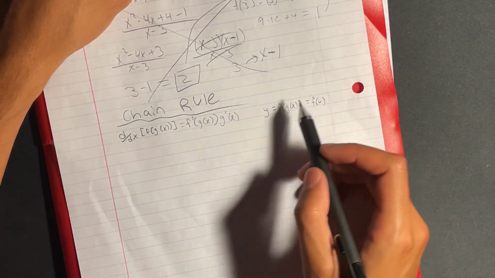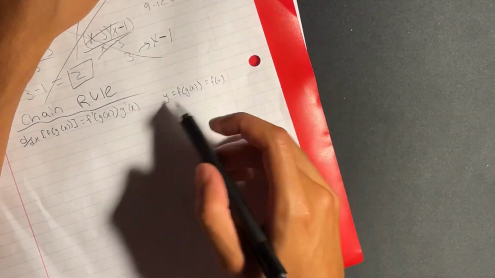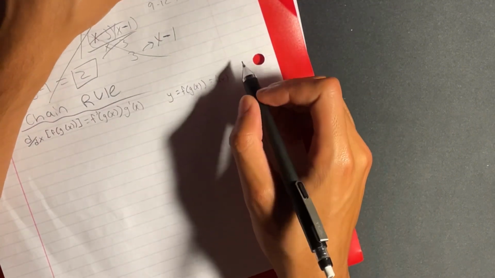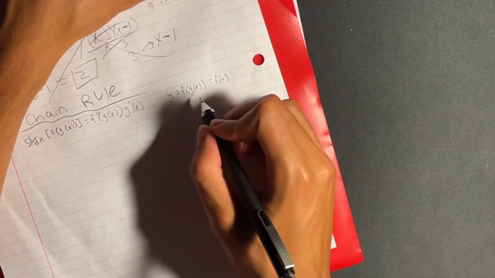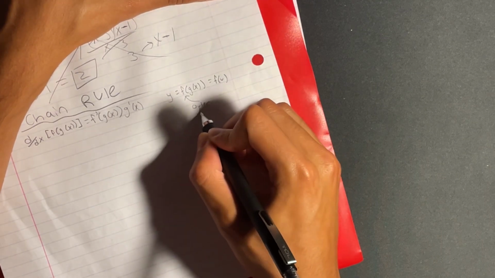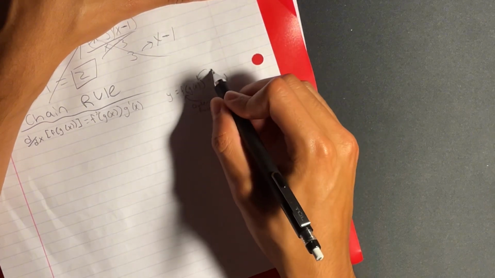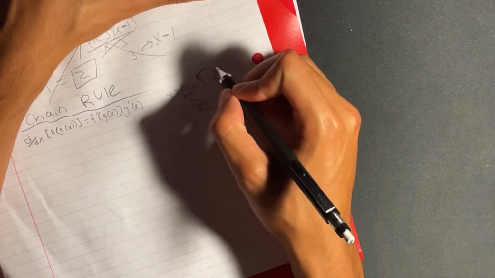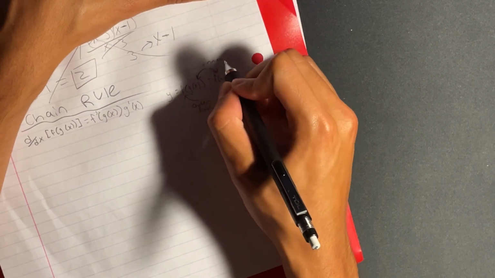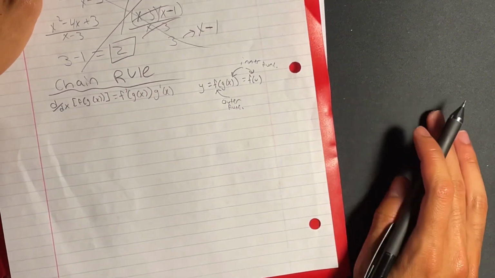So the chain rule is going to be f prime of g of x times the derivative of g of x. Here we're going to model it. This is not an example, but just a way to label the parts. The f of x is going to be the outer function, and the g of x, the u, is going to be the inner function.